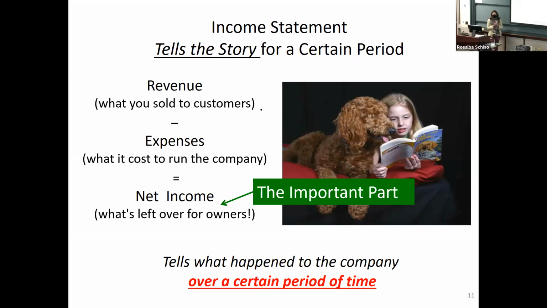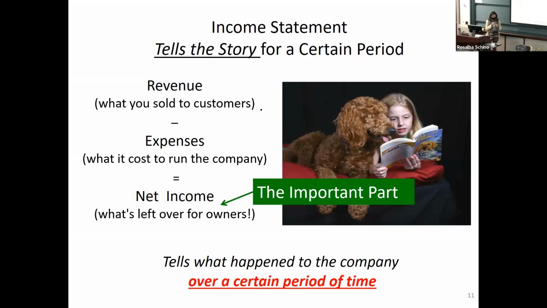You're not interested in how much your net income is at a specific point in time, because your net income today might be zero just because you didn't make sales, but that doesn't mean that you're not profitable. You want to know over a period of time, over the accounting period, how did the company perform? So see how it's different from the balance sheet? This is telling you a story.